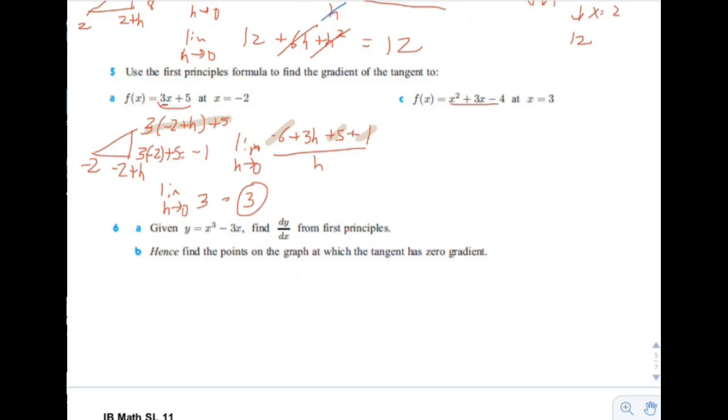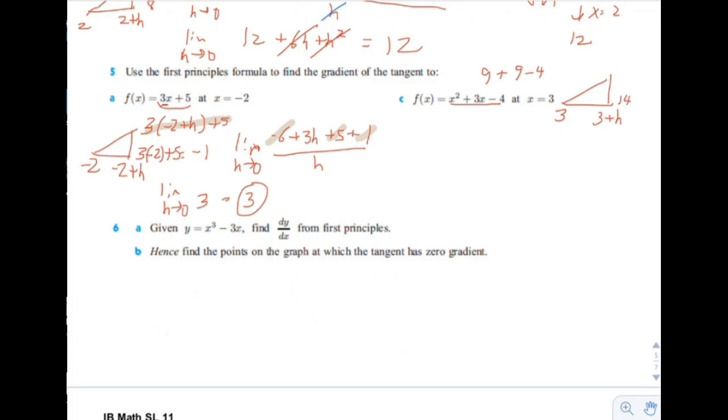Next one, x squared plus 3x minus 4. So let's draw our triangle again at x equals 3. So we're going to have 3 here. We'll have 3 plus h here. And then here we'll have 3 squared plus 3x minus 4 with 3 plugged in. We'll have 3 squared is 9. And then 3 times 3 is also 9. And then minus 4. So 18 minus 4, which is 14.